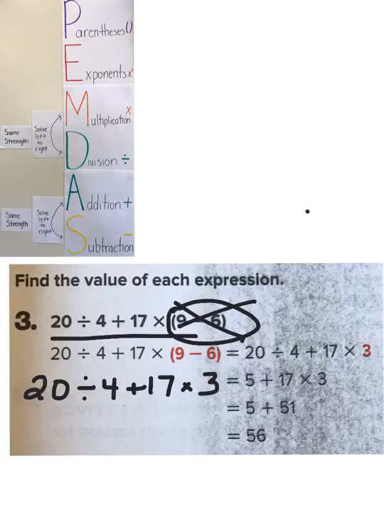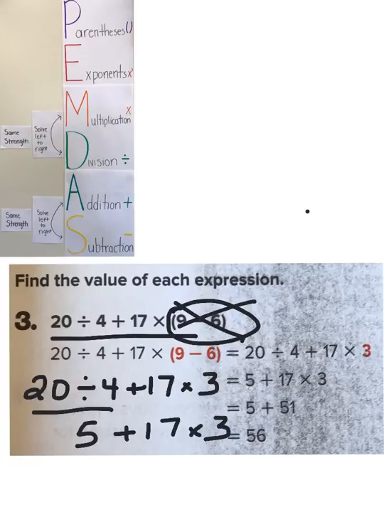The next step, I would go through and see, are there any exponents? There are not. Multiplication and division from left to right, they're equal powers. Yes, there is. So multiplication is later, but this division we do first from left to right. And I'm going to rewrite this. 20 divided by 4 is 5. Rewriting it, plus 17 times 3.